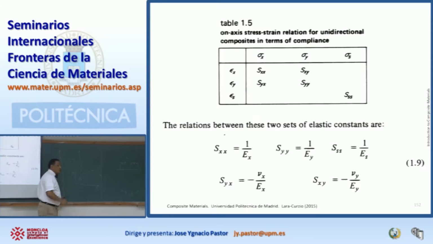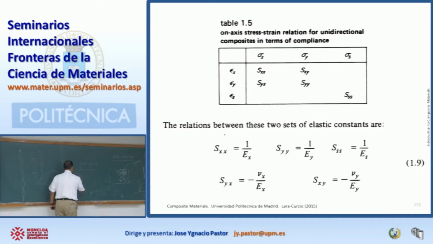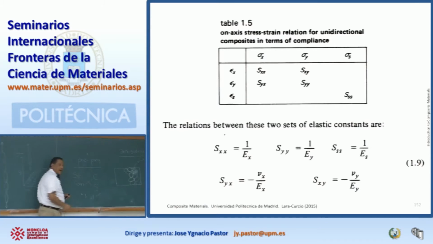So Young's modulus is a measure of a stiffness. If something is very stiff, it has a very high value of Young's modulus. If something is very compliant, it has a low value, because compliance is the inverse of stiffness. We use S values for compliance, and for the stiffness, you're going to see that we use C values. And they are actually the opposite in English.